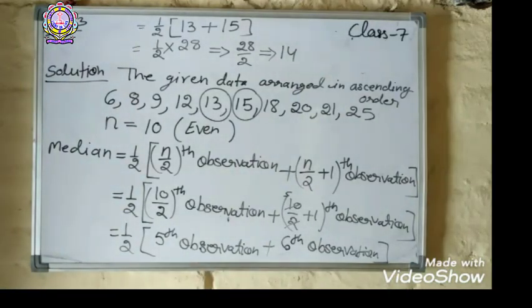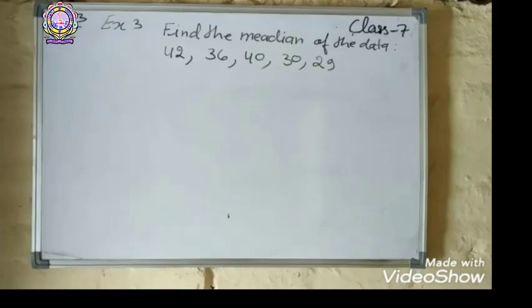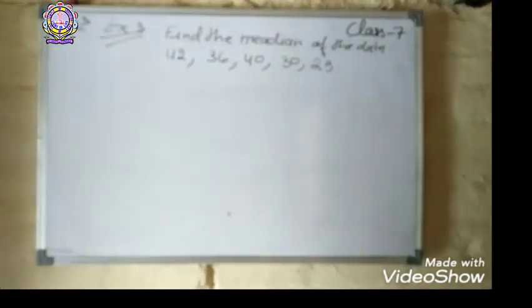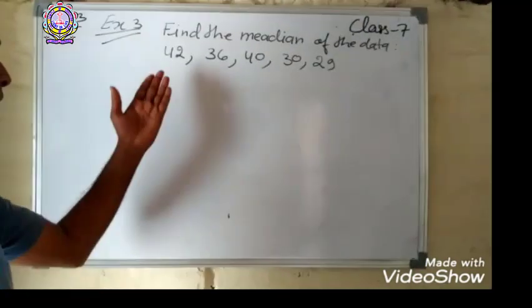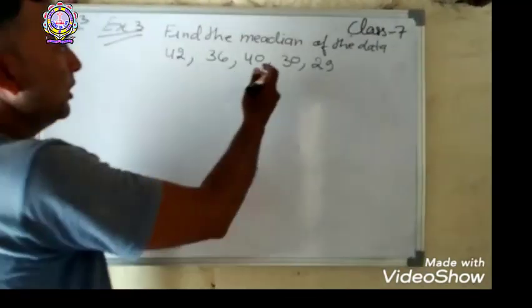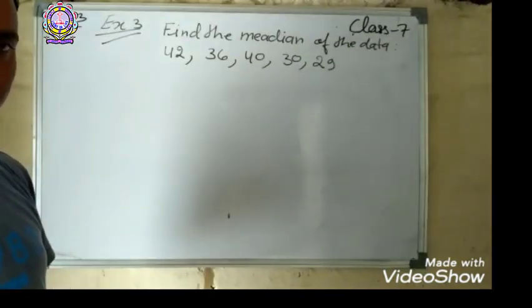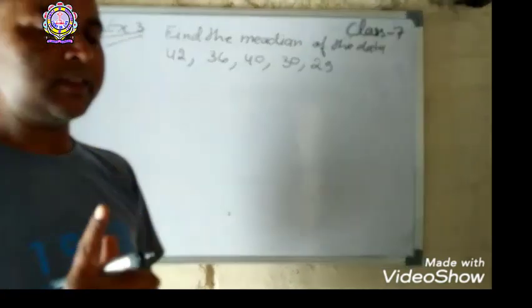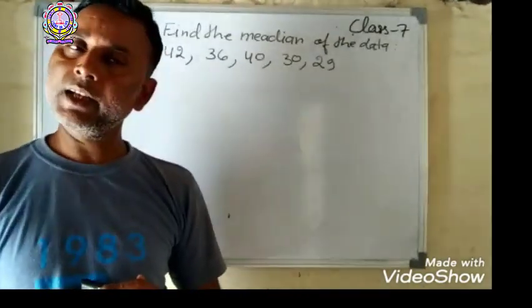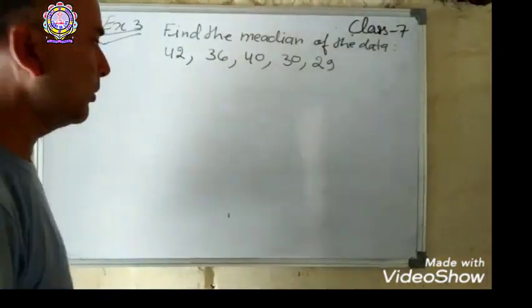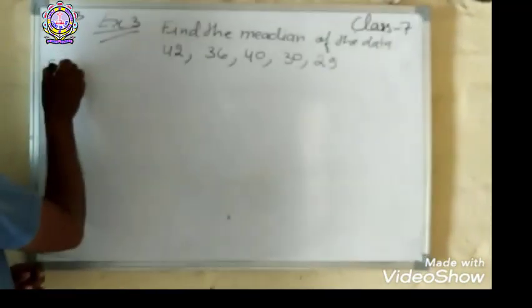Now we find the median for an odd number of observations. Now another example, number 3. Find the median of the data 42, 36, 40, 30 and 29. So what is the first step? Yes, the first step is arranging the given data in ascending order. Or you can arrange in descending order also, no problem. So here we start the solution.